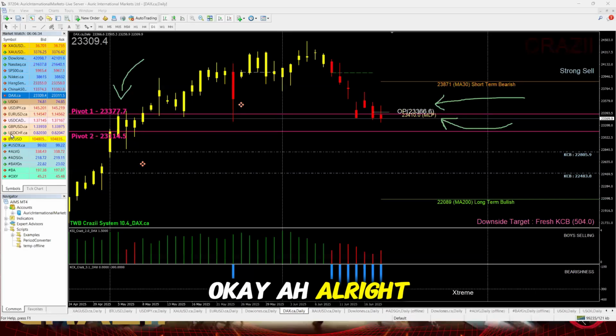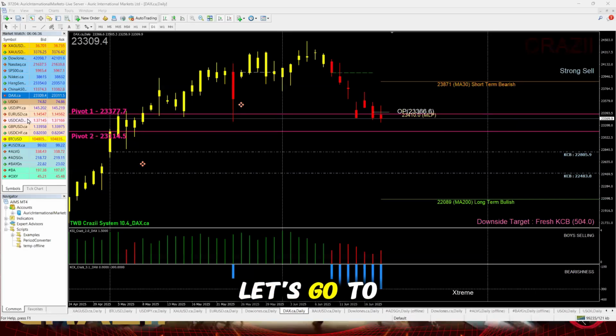Okay, all right. So we've got the macro picture here. Let's go to the micro picture now to trade the market. Then the detail will be the risk management.